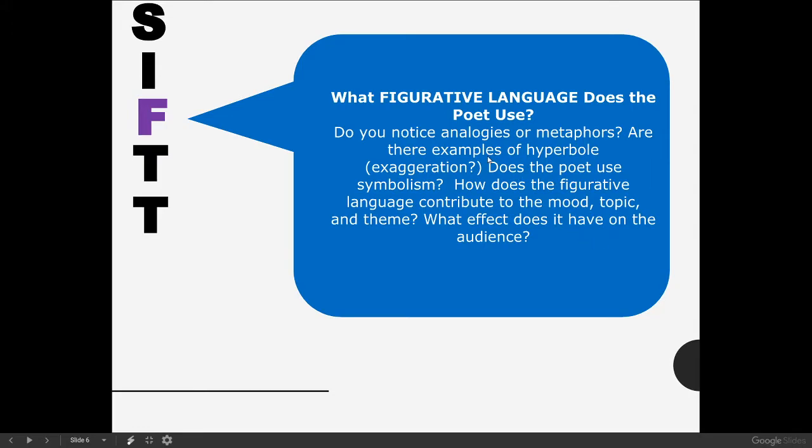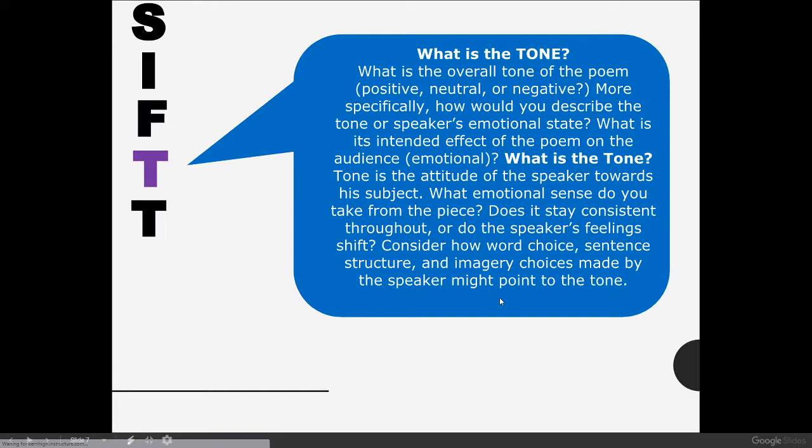So, is your speaker using analogies or metaphors? Are they using similes? Are they using symbolism, personification? Are they using rhyming, alliteration? What are they doing? What cool writing tricks are they using in order to contribute to the poem's overall mood and theme? Now, our first T looks at tone.